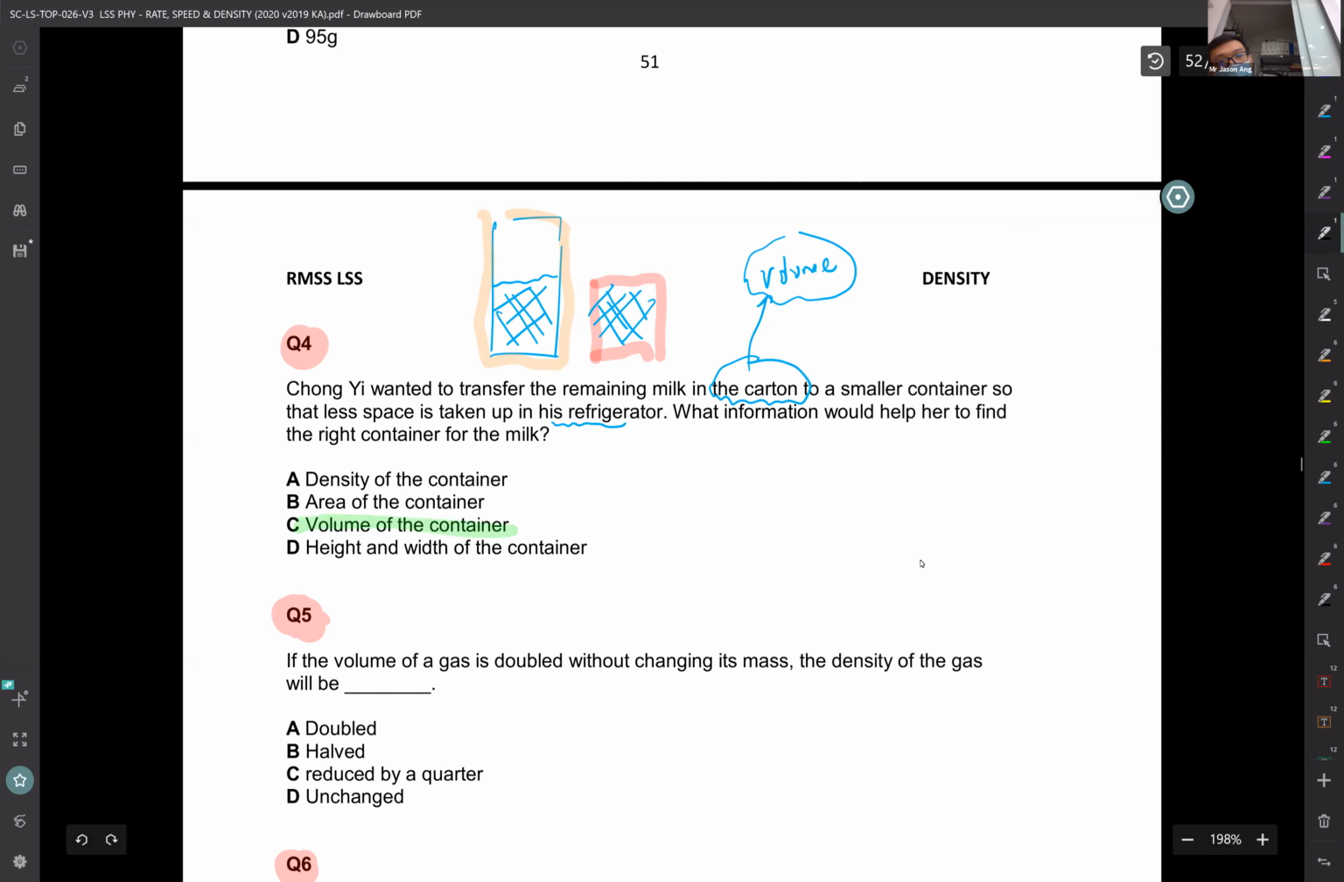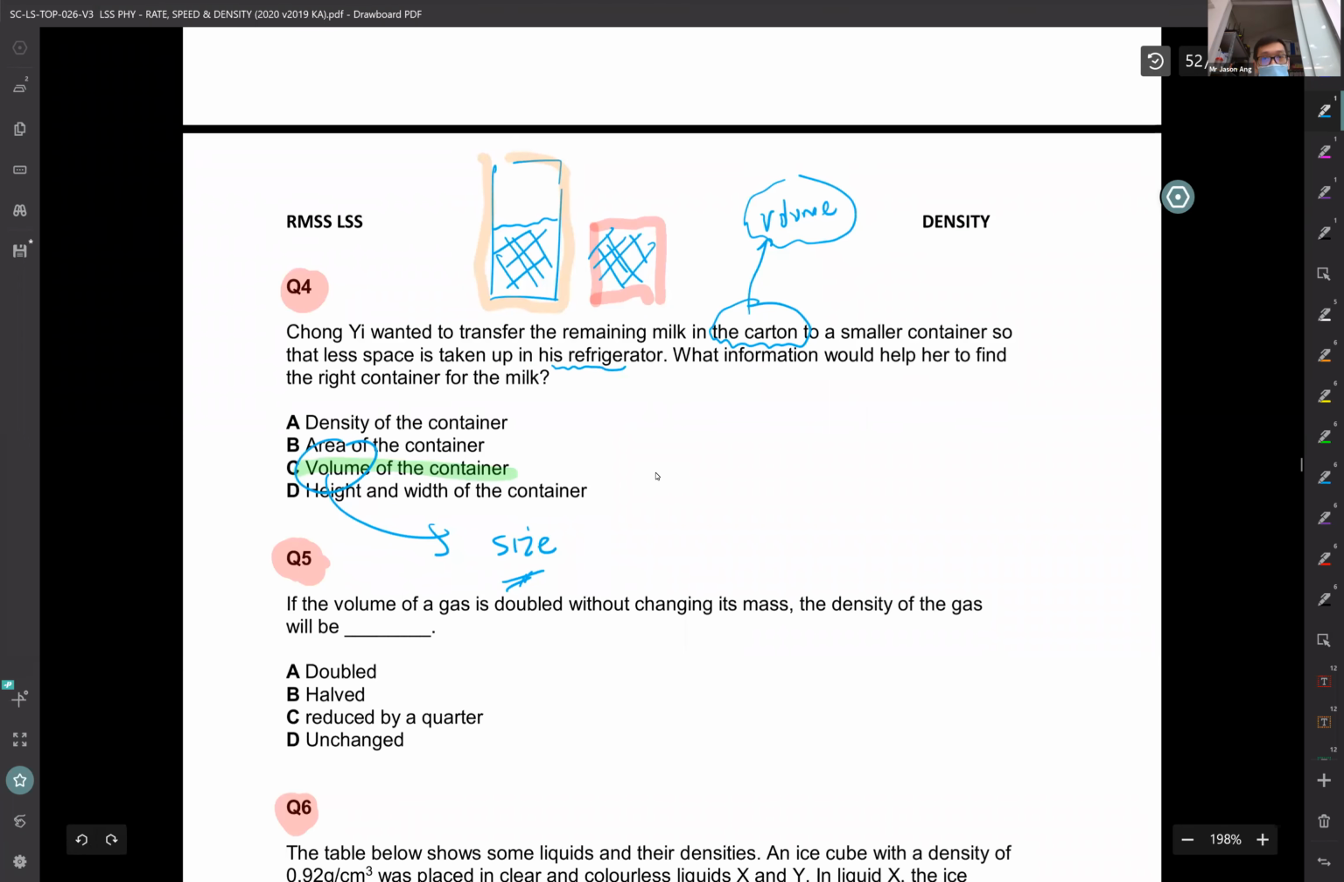What is the answer they gave behind? Can you check for me? What is the answer they give, guys? C. So remember last week I mentioned about the word volume. There are two ways to understand volume: size and space. I think Chloe gave the answer, right? I think Chloe was one of them. So we want to know the size. If you know the size, we know the volume. Or we want to know the space as well. They mean the same thing. Okay.